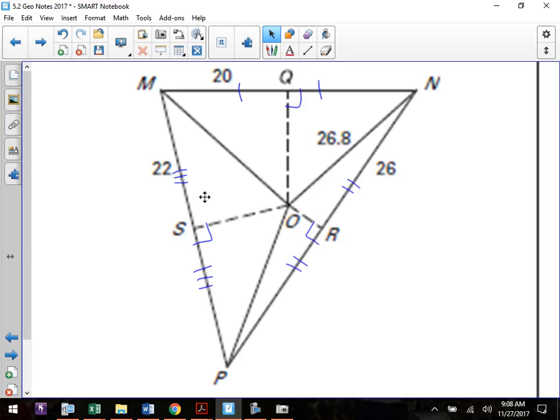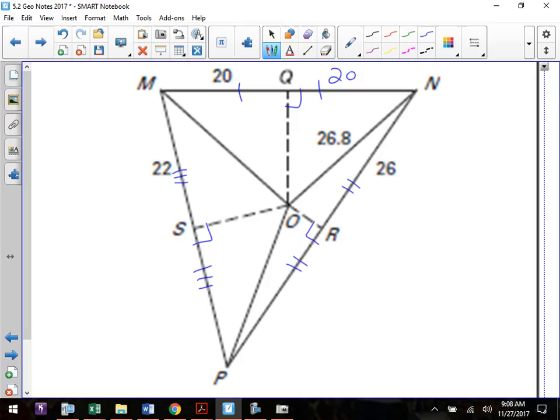Okay? So if I'm looking at it, if MQ is 20, what's QN? 20, because it's a perpendicular bisector, which means these two have to be the same. Well, if NR is 26, what's RP? 26. If MS is 22, what's SP? 22, okay? So far, so good?